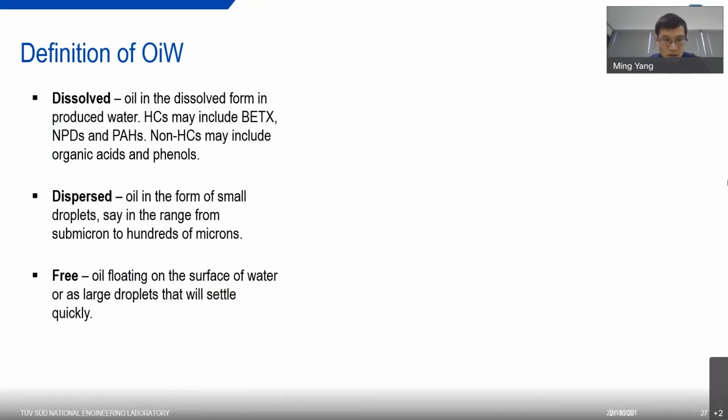Dispersed oil, these are effectively the small oil droplets, and I think we're looking at submicrons to hundreds of microns. And free oil is the oil sitting on the water. For produced water, what we're really interested in is the dissolved and dispersed oil. Free oil is of less interest to us.